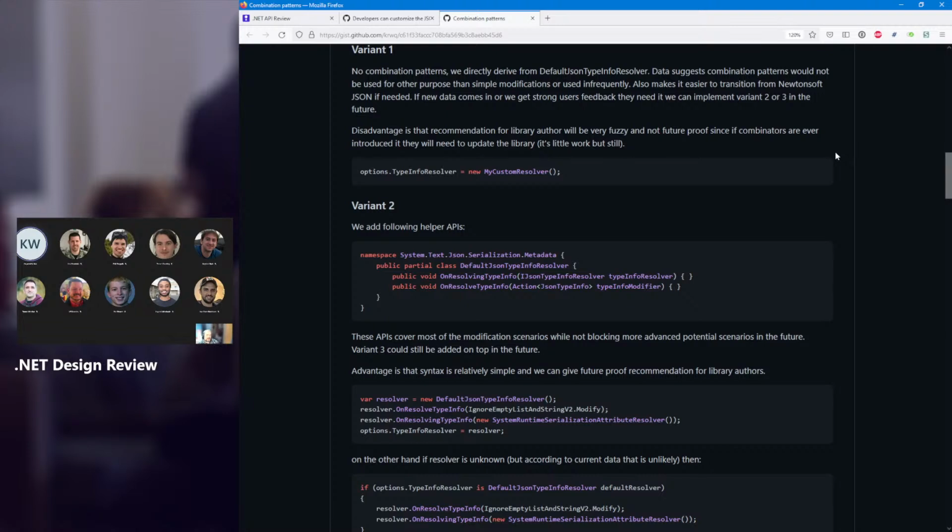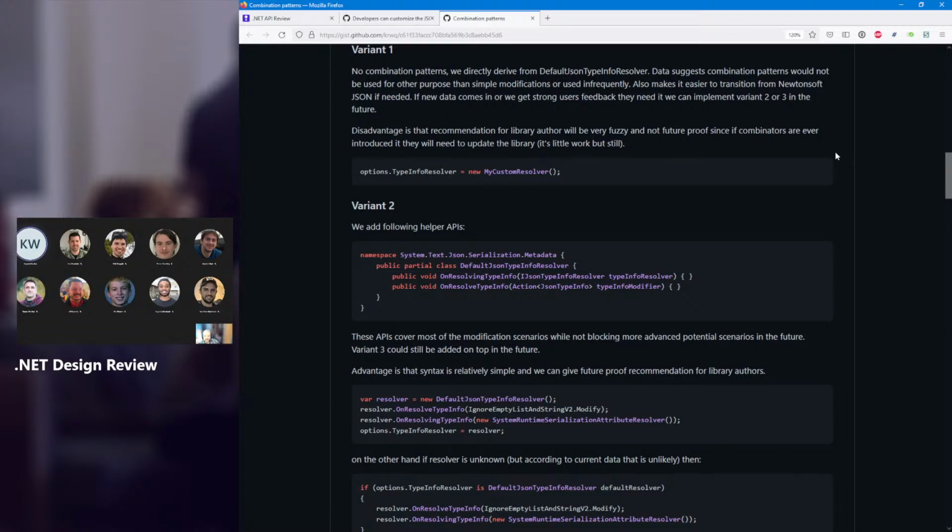So the second variant I proposed here, we do the simple combination pattern on the default JSON type info resolver. We don't do anything crazy. We just provide 2 methods on resolving type info, which allow you to provide the fallback logic, but kind of a reverse fallback logic. You start with the type info resolver passed in, and if that returned null, then we come back to the default JSON type info resolver logic.